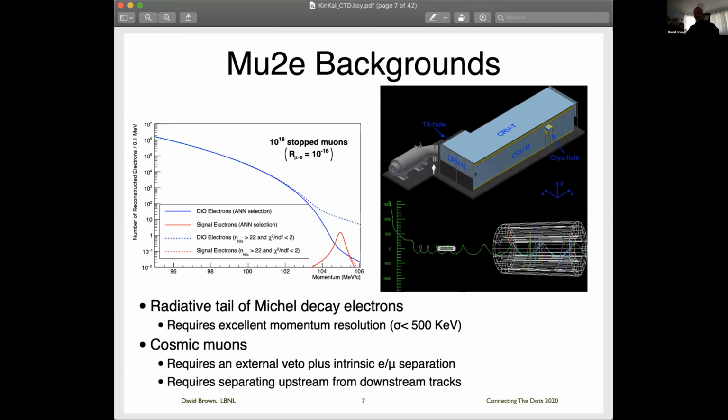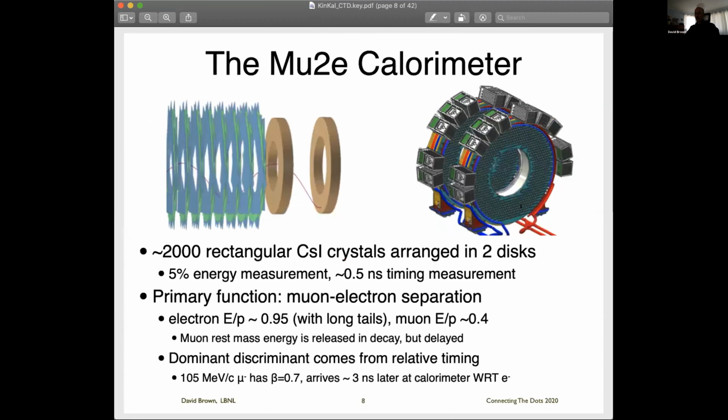So I mentioned we have a calorimeter, which is made out of cesium iodide crystals arranged into 2 discs with the same hole. The discs are there so that we can capture a high efficiency of these electrons, even though there's a hole in the middle. The primary function of the calorimeter is this muon electron separation that I mentioned. Some of that comes from the E/P measurement. So the electrons, of course, deposit most of their energies directly and promptly, while the muons only give a fraction, only their kinetic energy. The rest mass energy is released, but only after a long delay from the decay.